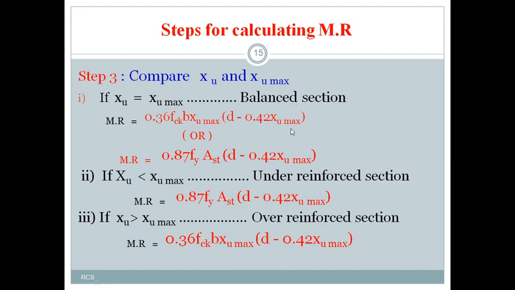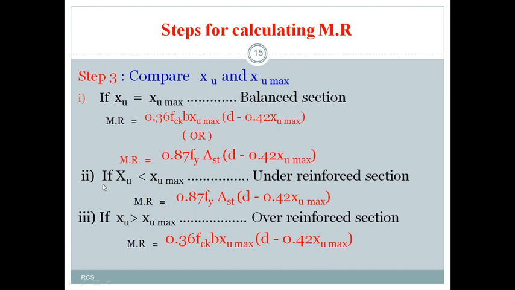For this balanced section, we can calculate the limiting moment of resistance with respect to compression or with respect to tension. That is, the limiting moment of resistance with respect to compression is 0.36 FCK B XU max into (D minus 0.42 XU max). And with respect to steel, or the tension zone, the limiting moment of resistance is 0.87 Fy AST into (D minus 0.42 XU max).